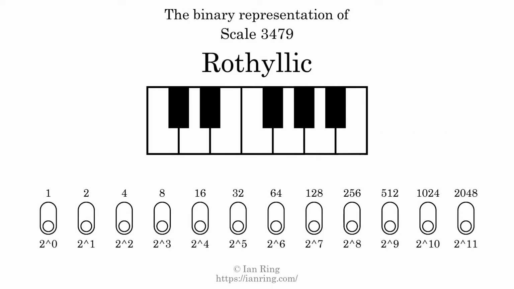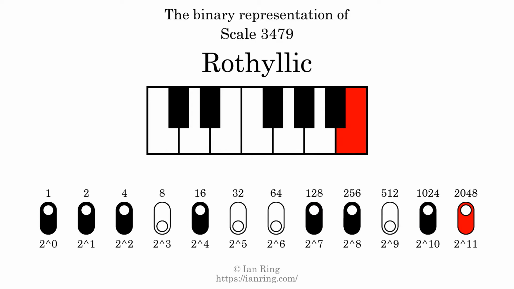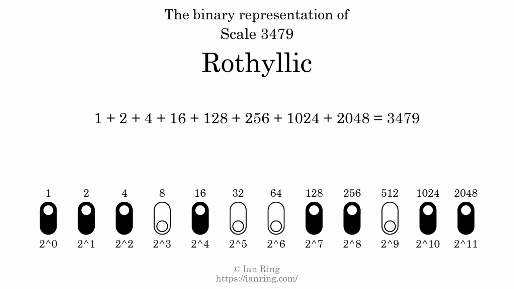The binary representation of this scale is determined by mapping tones of the scale to binary digits. Each binary digit represents a power of 2. To get the scale number, we add the powers of 2 together. The powers of 2 that are present in the scale, all added together, equals 3479.